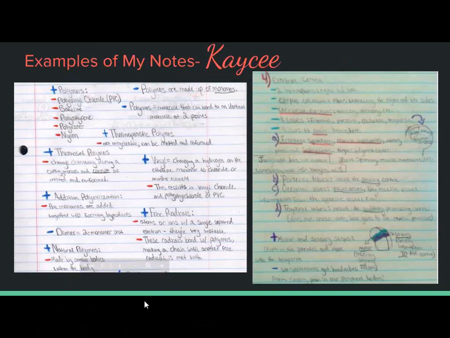So here are some examples of some of my notes. On the left side are some notes that I took for chemistry class, and this was a pretty short lesson, so it's just got little ones kind of all over the place. But you can see I put in a bunch of plus signs for both bigger topics and for definitions.